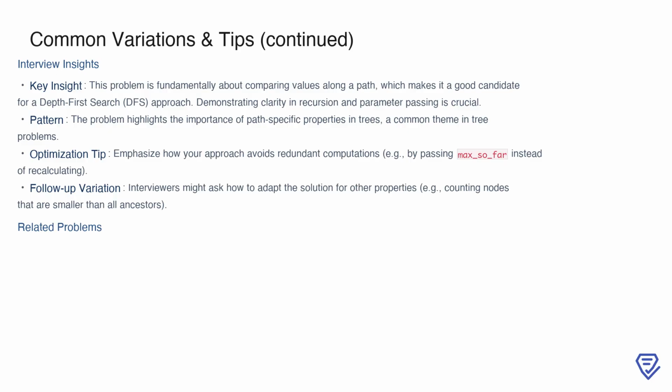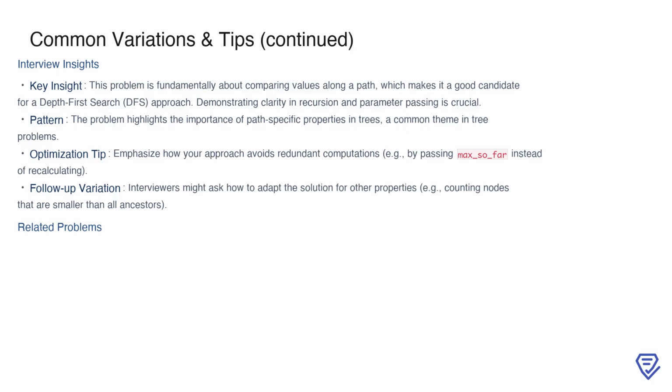Now, let's look at some insights that can help you approach this problem effectively in an interview setting. First, at its core, this problem is about comparing values along a path in the tree, making depth-first search, or DFS, a natural choice. Demonstrating clarity in how you handle recursion and pass parameters like max_so_far is a great way to showcase your problem-solving skills.